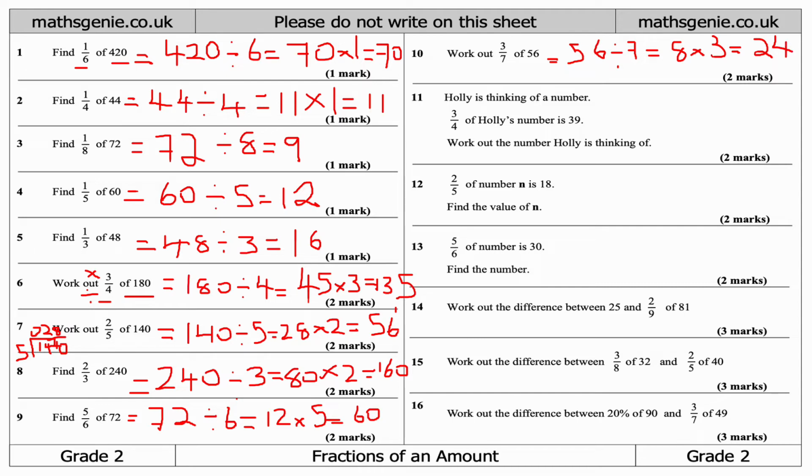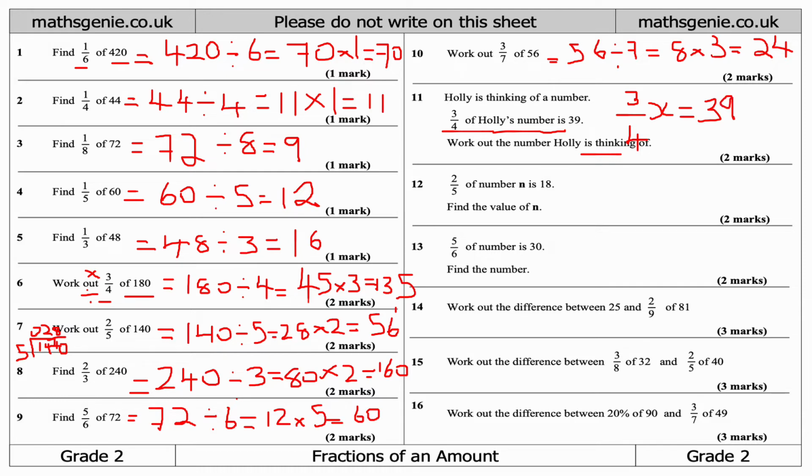For that one. Question number 11, Holly is thinking of a number. 3/4 of Holly's number is 39. Work out what Holly's thinking of. So this time I'm actually working a bit differently. So I'm doing 3/4 of an amount. So I'm doing 3/4 times x. Okay, so we'll call Holly's number x. That has to equal 39.